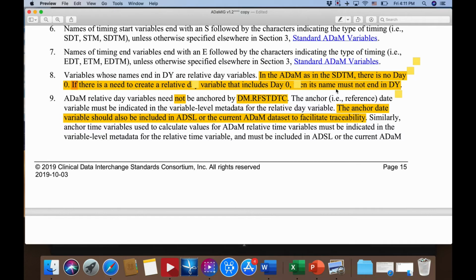So here it mentions that if your dataset or your SAP defines that the relative day variables, like DY, have to include day 0, usually we start from day 1. But if you do need day 0, then the variable name cannot end with DY. You have to use another name, such as DY2 or another suffix. You cannot use DY for day 0. Okay.